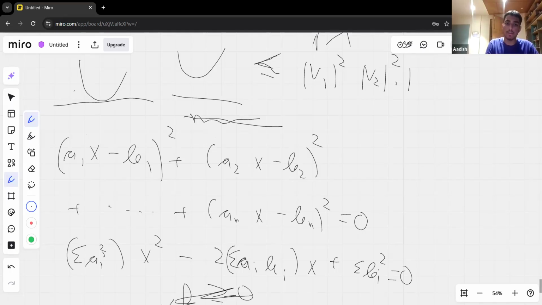So the discriminant has to be non-positive, because the discriminant is positive when it has two roots, and if it had two roots, the graph would be negative somewhere.